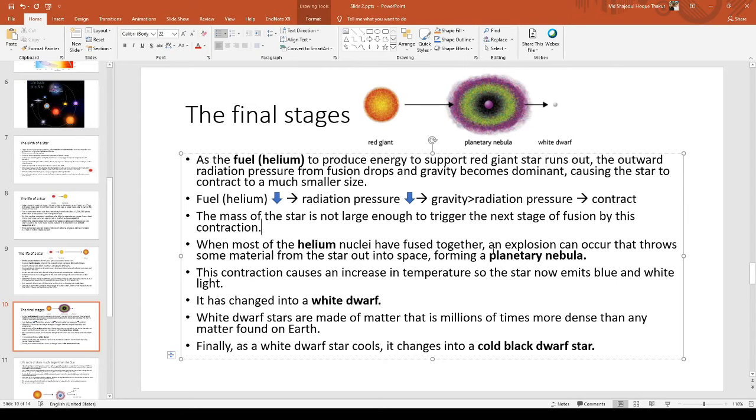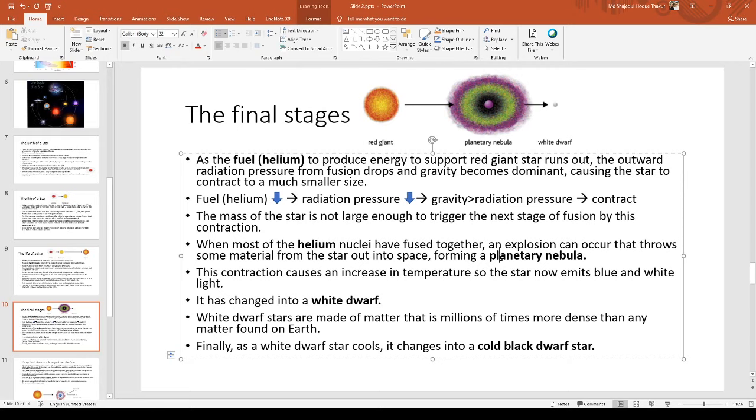Basically, it's called a planetary nebula, but it has nothing to do with planets. It's actually just thrown out material from the star. My guess is that since planets are also ultimately thrown out materials from the star, because that's how planets are formed in the protostar phase, maybe that's why they decided to call it a planetary nebula, but that's just my guess. Anyway, this is the thrown out material from the star, causing the star to form a planetary nebula.